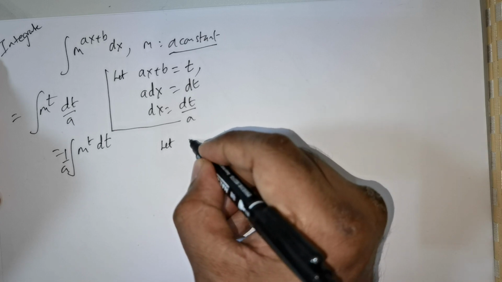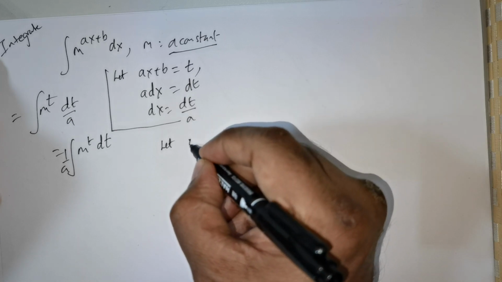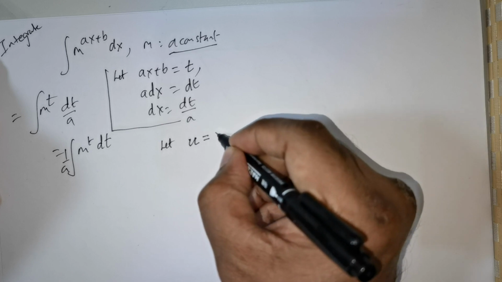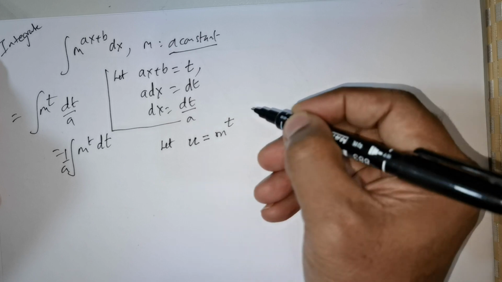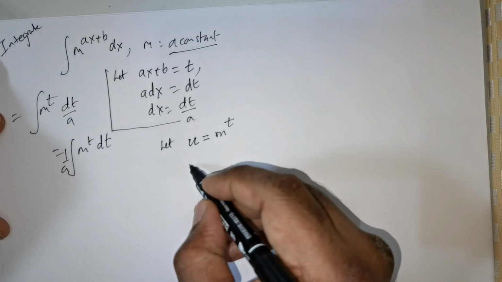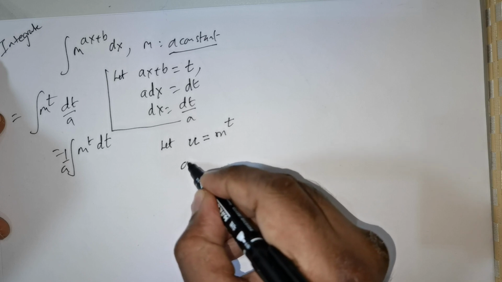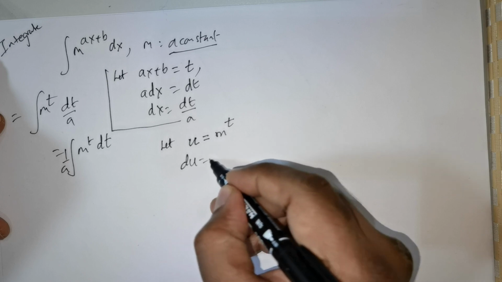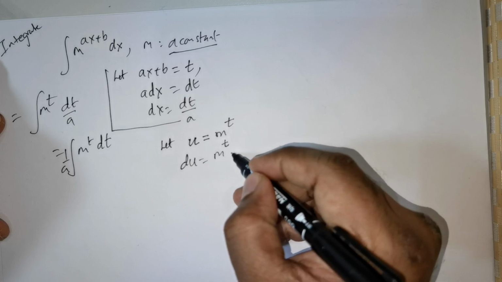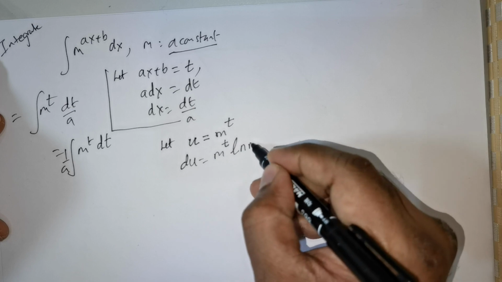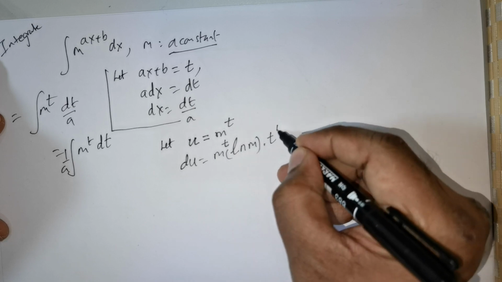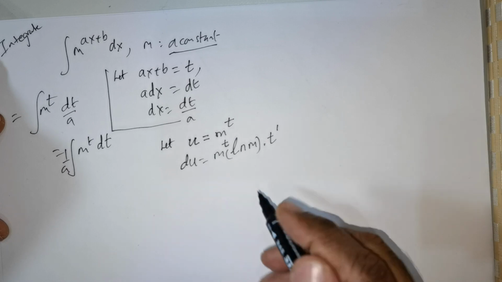Now I would like to make the following substitution. Let us say u be equal to m raised to the power of t. Now if you were to differentiate this, the differentiation is as follows. On the left, differential of u is going to be du. On the right, differentiation of m raised to the power of t is going to be m raised to the power of t times ln of m. This is multiplied with the differentiation of t. So that is the rule, have that in mind.